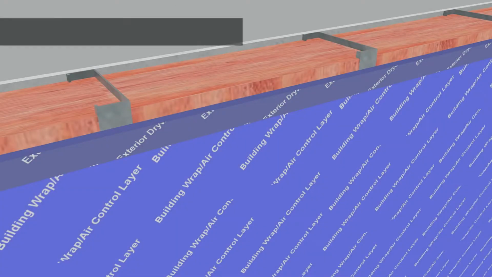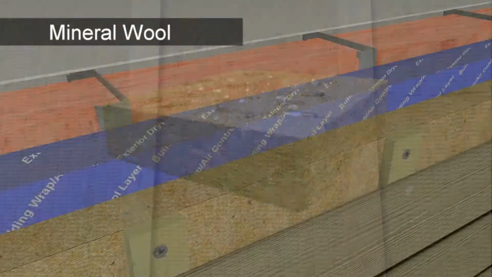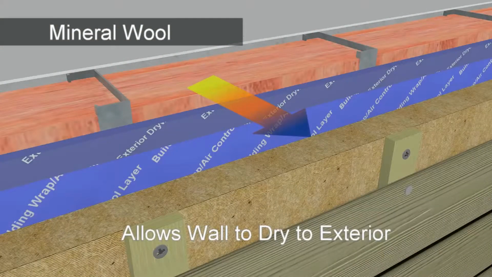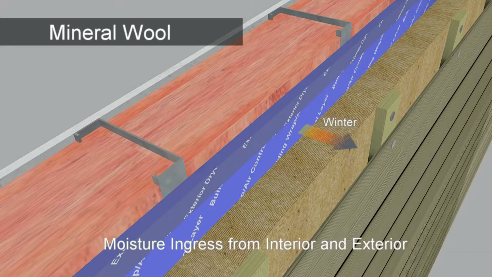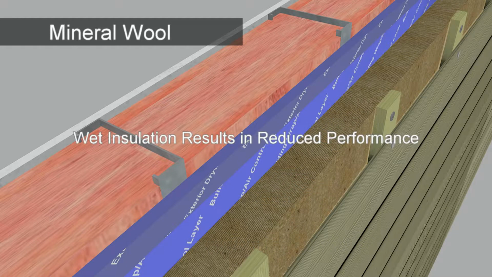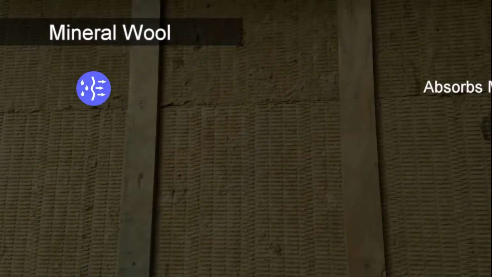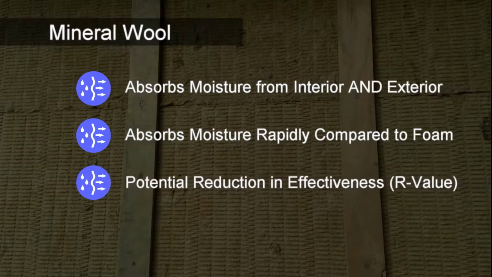Another method of achieving a continuous insulation cover on the exterior of walls is the use of permeable, semi-rigid insulation. These products allow the movement of moisture to the exterior and will dry over time. The challenge is that these permeable products allow moisture ingress into the insulation from both the interior and exterior. Mineral wool absorbs moisture very rapidly compared to typical plastic foam insulation, and when wet, its thermal performance will degrade. This can be a potential concern when insufficient drying time is available. In addition, the wet insulation may be subject to freezing depending on environmental conditions.